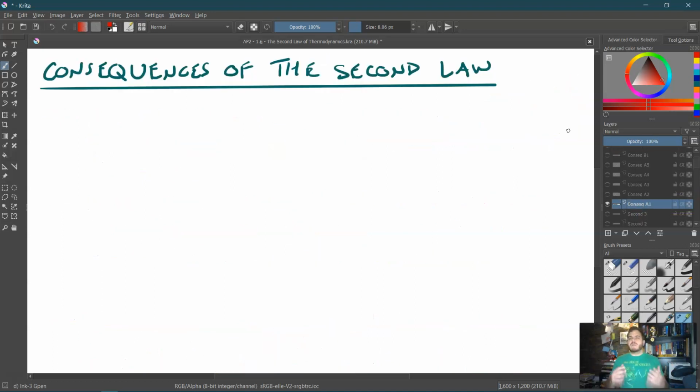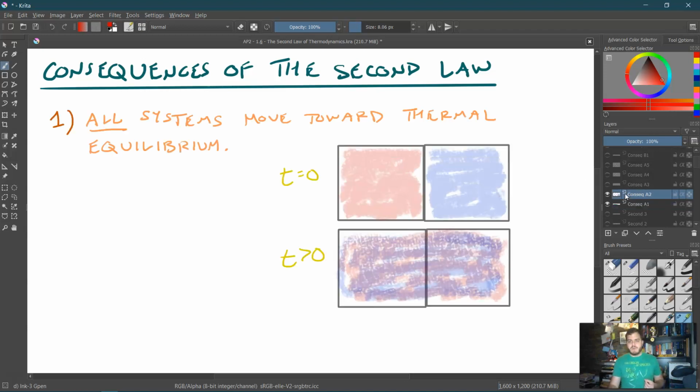Now, lastly, I want to talk about some consequences of the second law, because there are quite a few and they are pretty impactful. The first one is one we've already kind of talked about, which is that all systems will move toward thermal equilibrium. For instance, if I have this hotter gas in this box and a colder gas in this box at time equals 0, as time goes on, those temperatures equalize and reach thermal equilibrium. This system here is more disordered, or disorganized, because there are more possible microstates for that system than this system, which is way more organized, with hot on one side and cold on the other.